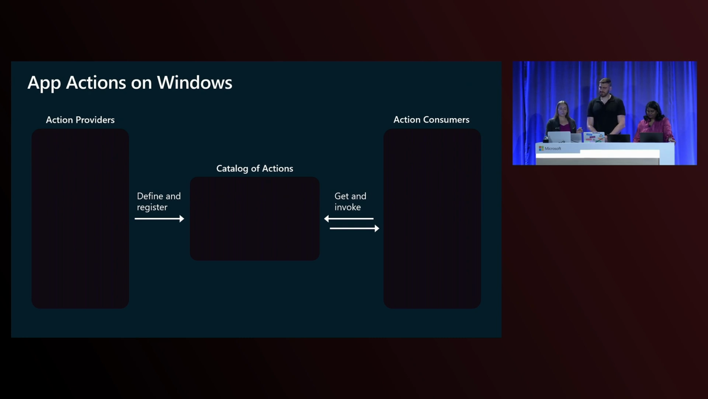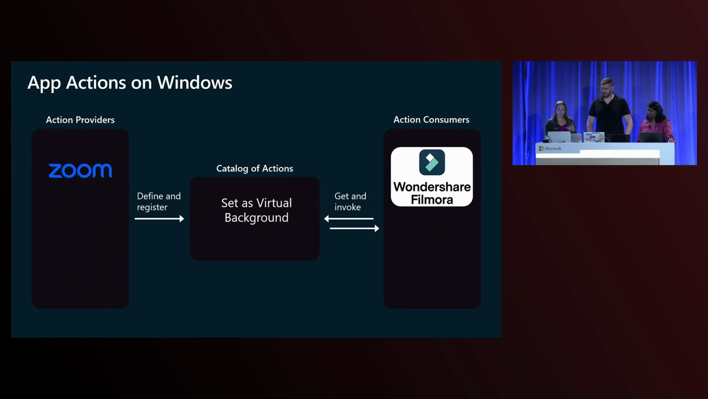So in this example, Zoom was acting as an action provider. They provided an action set as virtual background, which acts on video inputs. Filmora had a newly created video ready to do something with, and gave the option to the user to invoke the Zoom action. But Sasha, this is great for app-to-app interaction. What's in it for my app? That is a fabulous question.